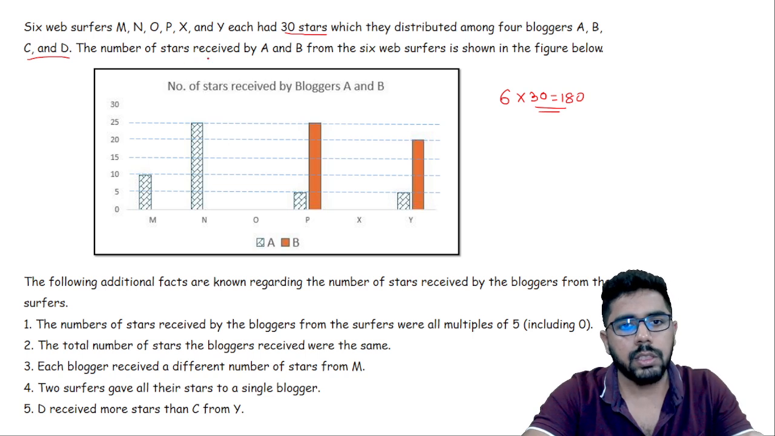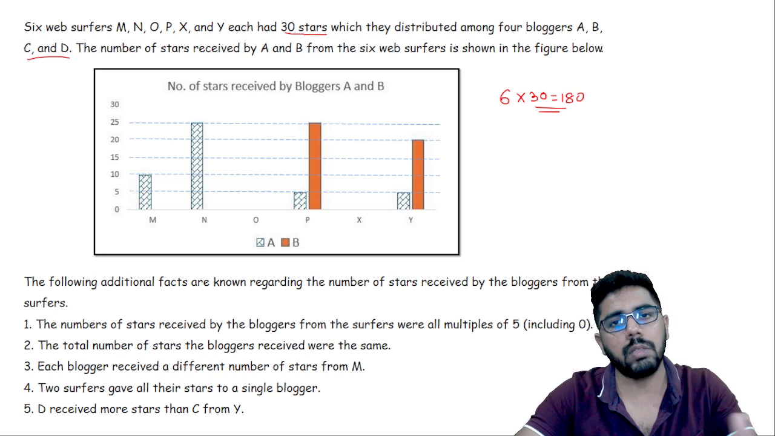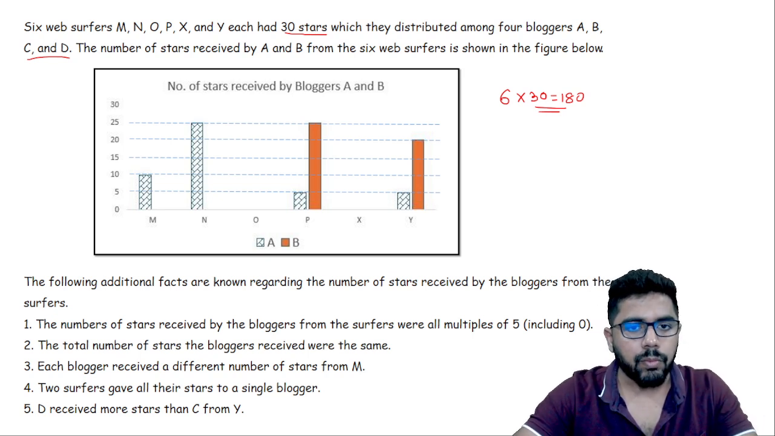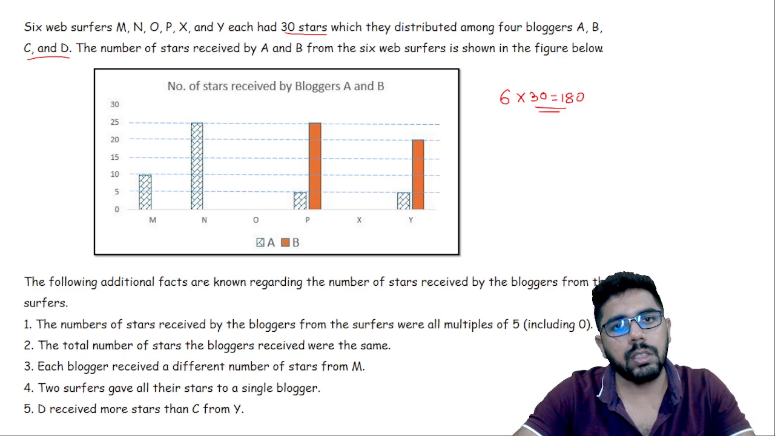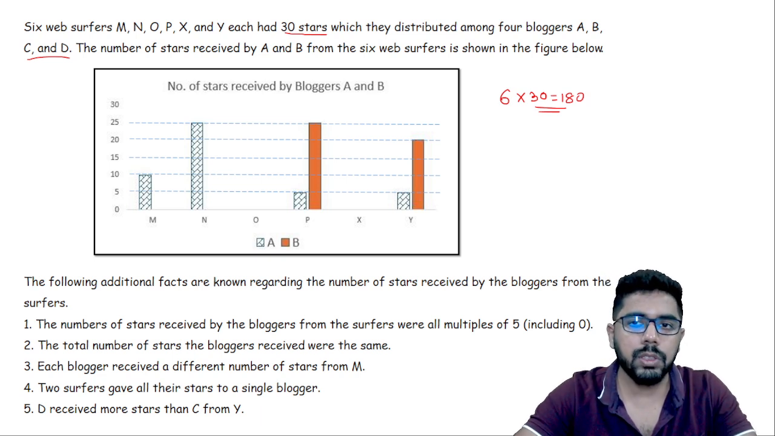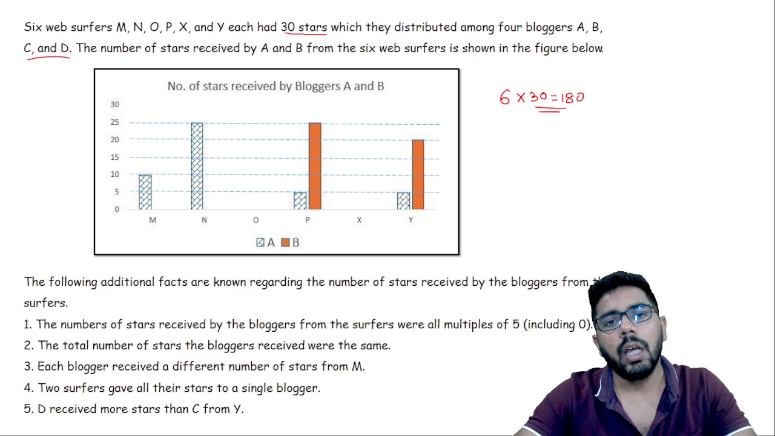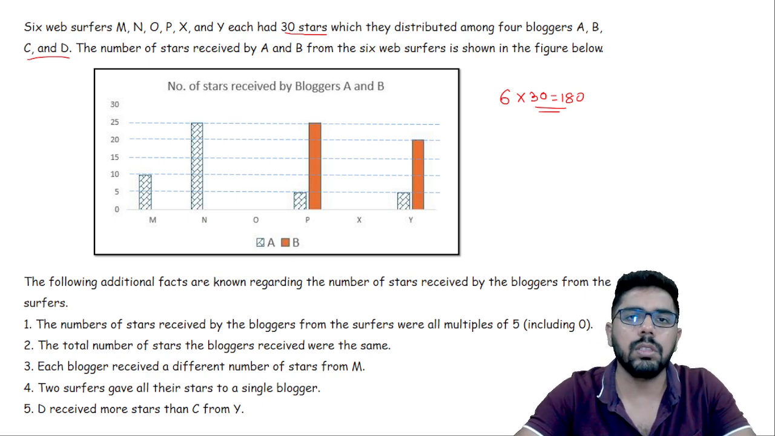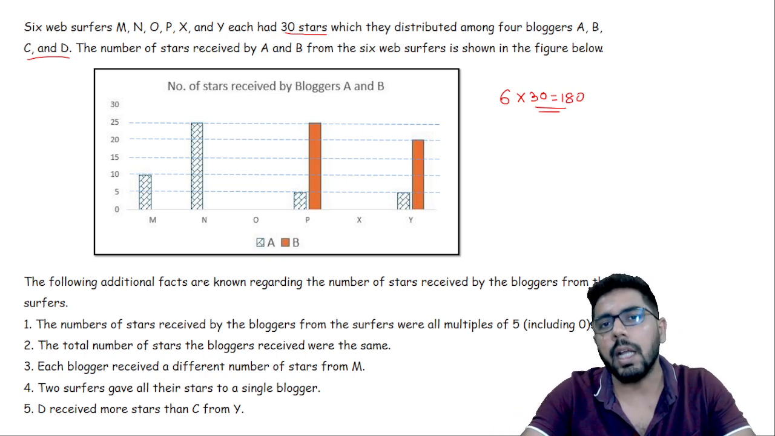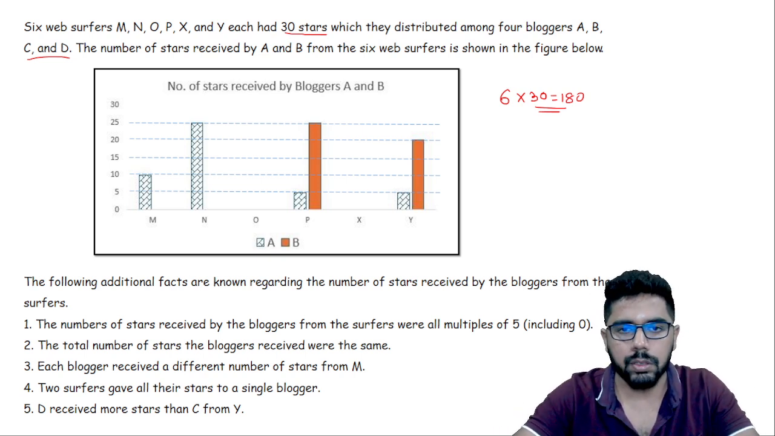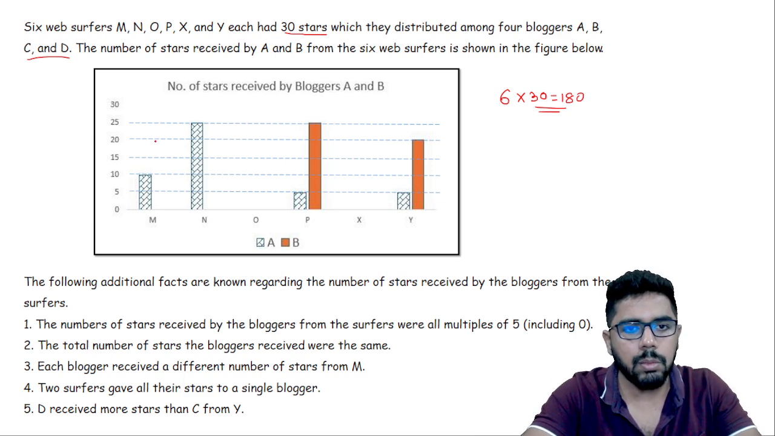Now the number of stars received by A and B from the 6 web surfers is shown in the figure below. So now there are 6 surfers and each of them will be giving stars. This histogram is giving us the idea for only 2 bloggers out of 4. So we know how much A is receiving and how much B is receiving, and maybe after reading the additional information we'll get an idea how much C and D are receiving from each of the surfers. If you look at the histogram, it is kind of simple, and scaling is important here, observation.